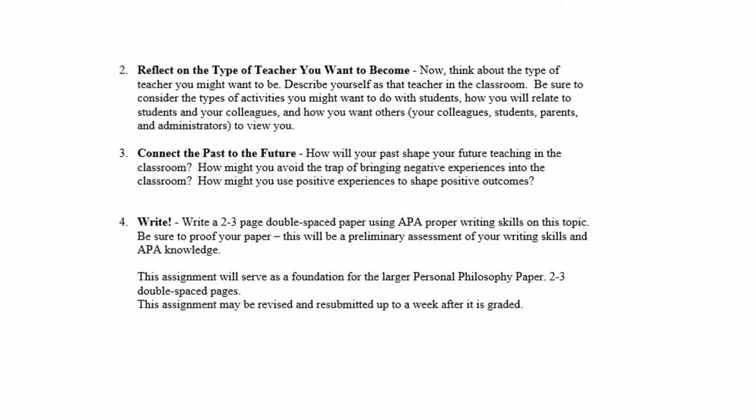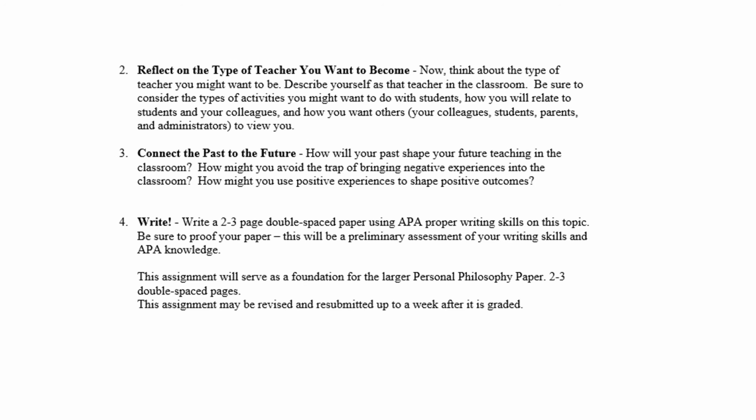Write a 2 to 3 page double-spaced paper. It's okay if it's a little bit over that. Use APA appropriate writing skills in this paper. So you're going to be doing a little activity in the module called 12 Little Rules of Writing, and that will help you understand some of how to write using APA. But be sure to proof your paper, because I will be looking at your paper as a preliminary assessment of your writing skills and APA knowledge. If your writing is very weak, I might ask you to refer yourself to the Writing Center.